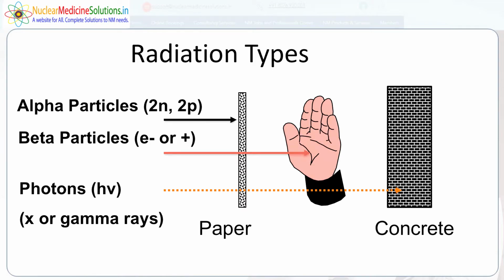This particular picture clearly tells about what different kinds of materials are required to shield this radiation. Like for alpha, a paper is good enough. For beta, even hands or skin are good enough. But for gammas and X-rays, we require concrete.